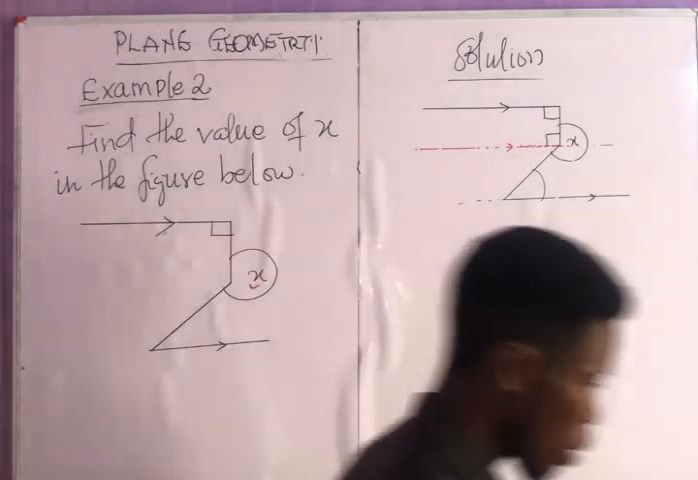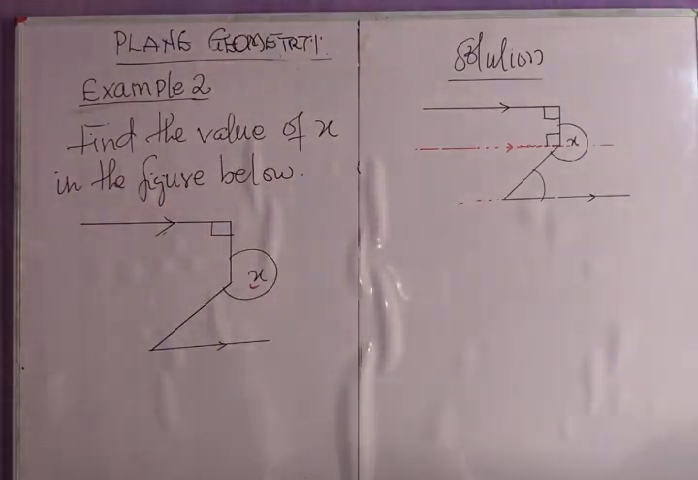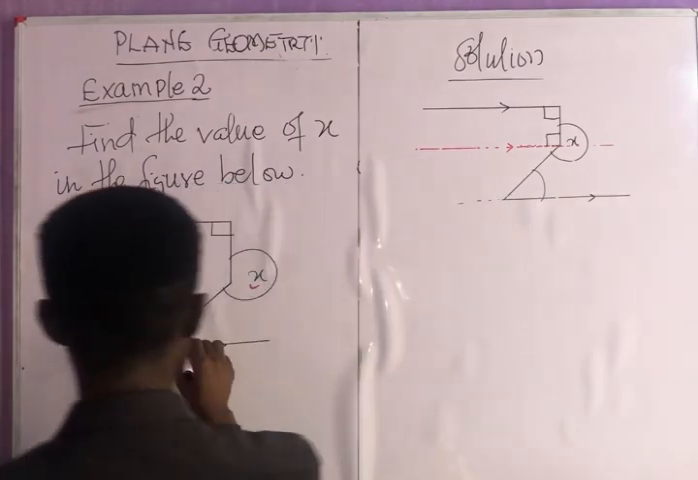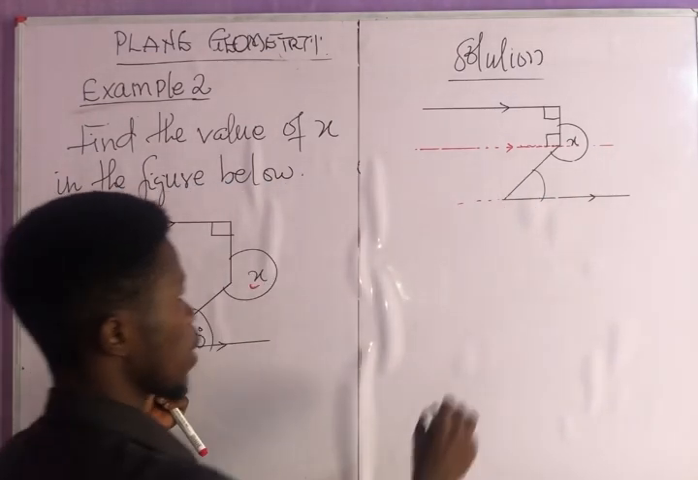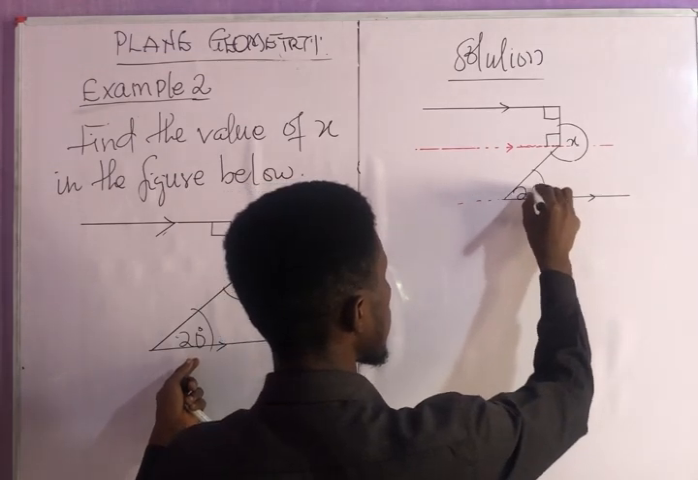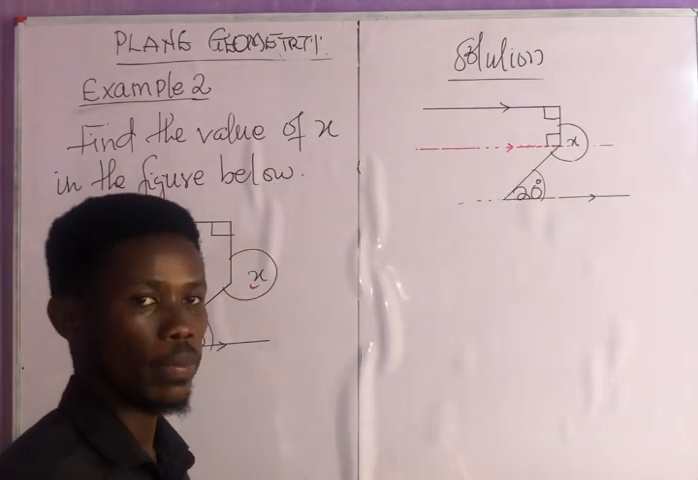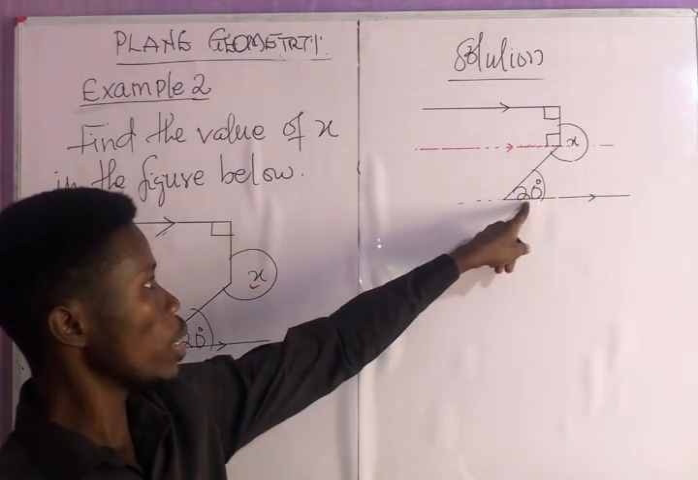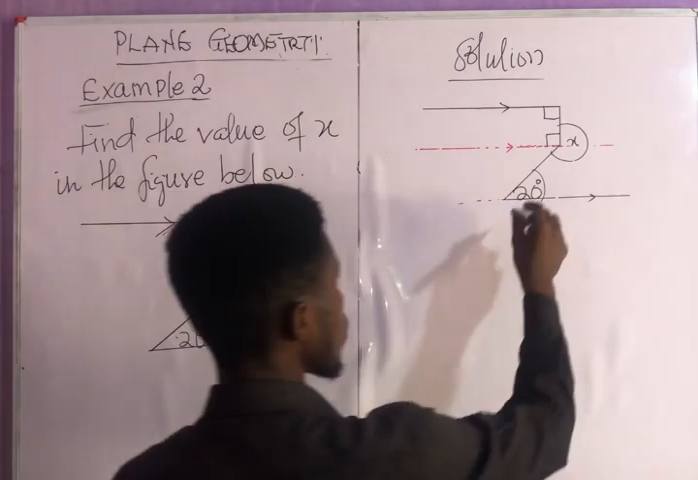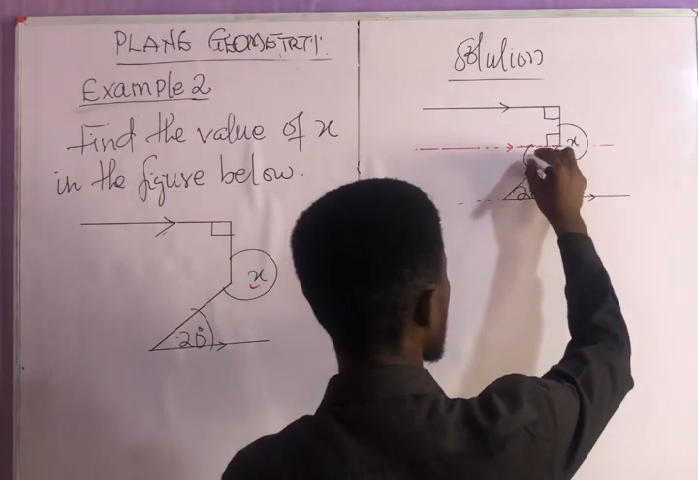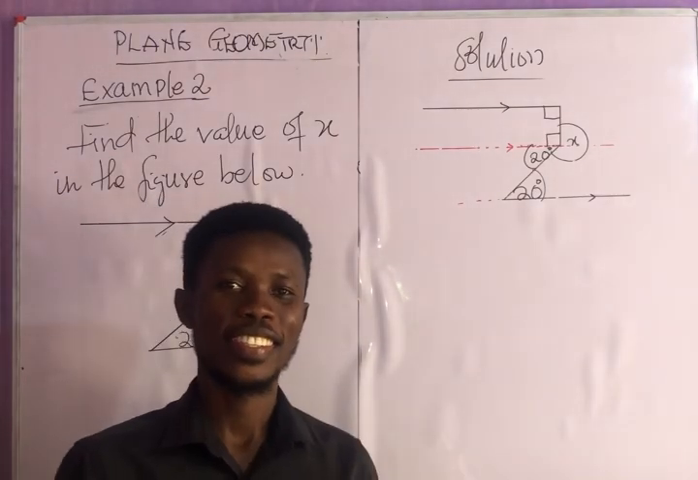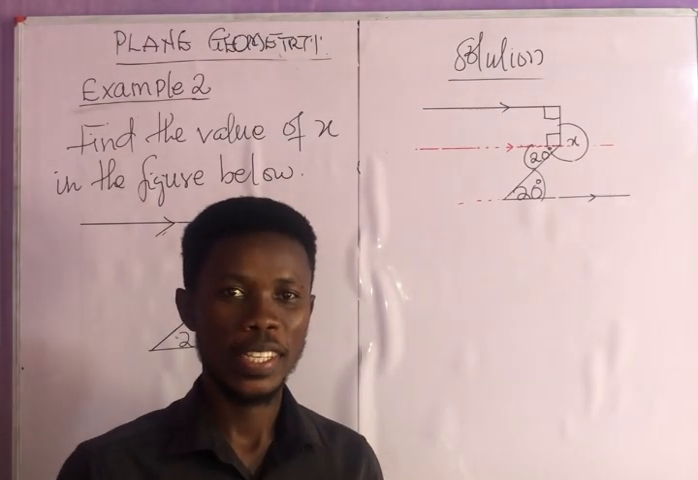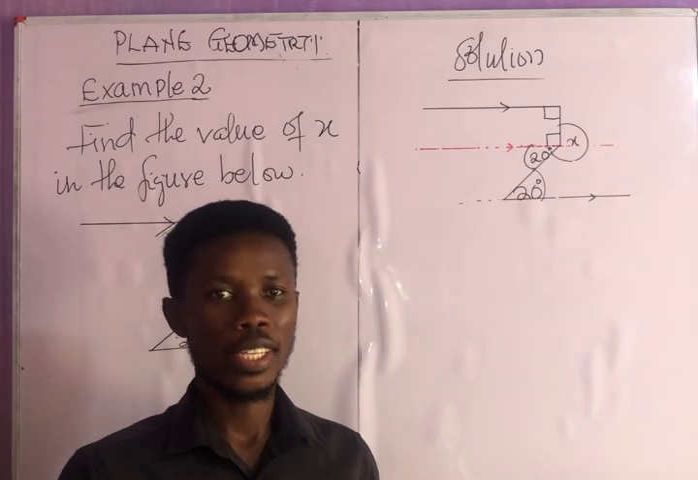I've left out information. We have 20 degrees here, okay? So this side is 20 degrees. If here is 20 degrees, it tells you that this side is also what? 20 degrees. What property is that? It's alternate angles. They are equal.